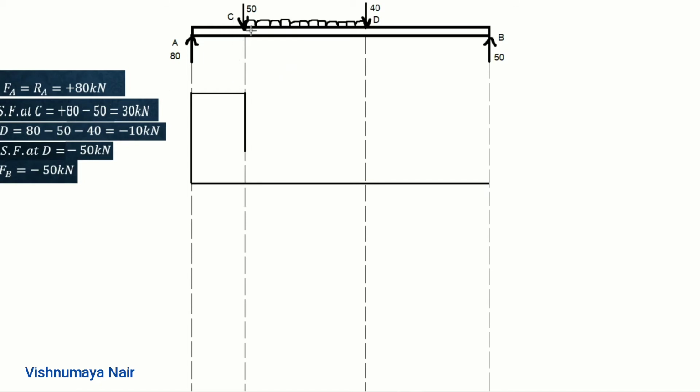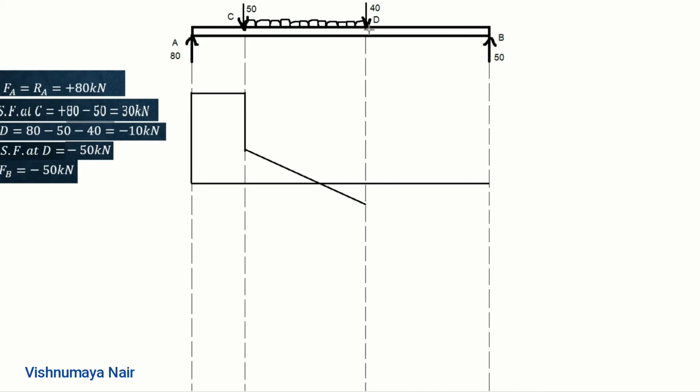Now between the points C and D, shear force decreases from a value of 30 kilonewton to a value of minus 10 kilonewton, and it varies according to straight line law. So we can mark this variation using a straight line like this, so that it varies from plus 30 kilonewton at the point C to minus 10 kilonewton when it reaches the point D. So this is minus 10 kilonewton.